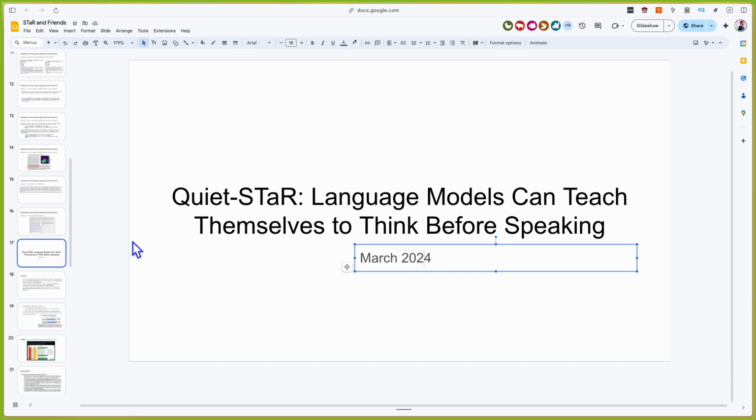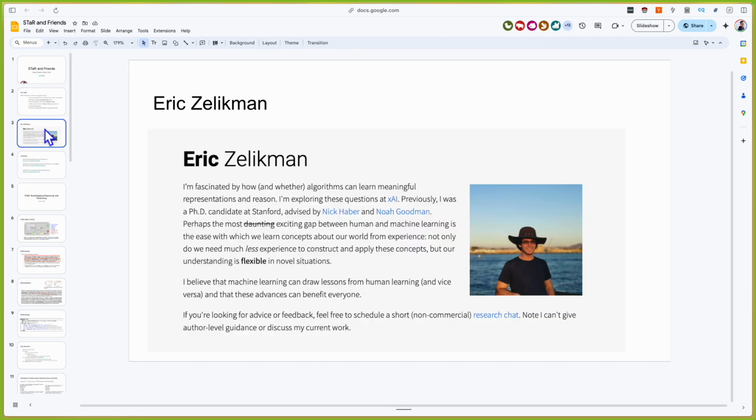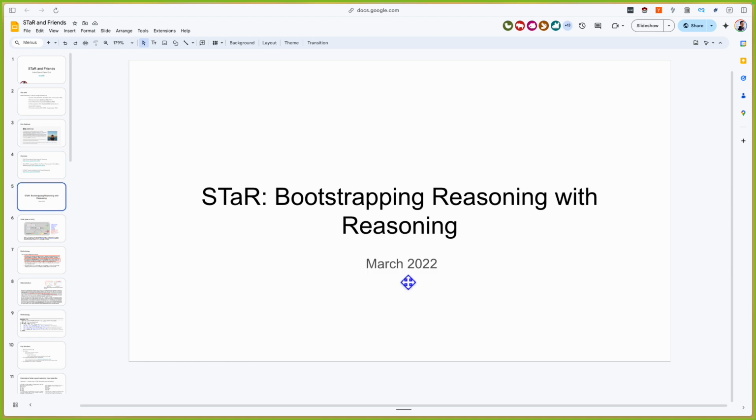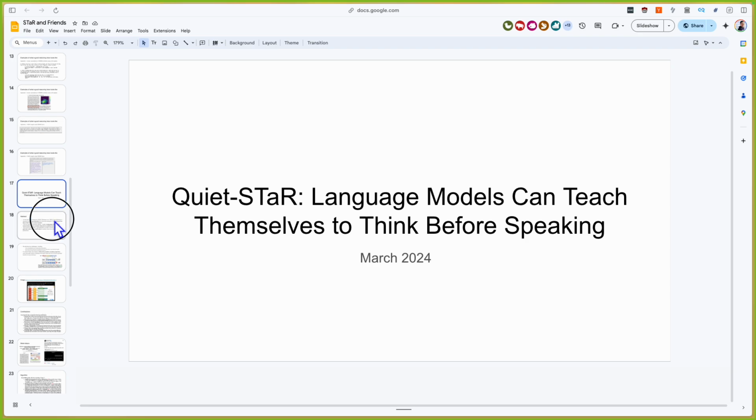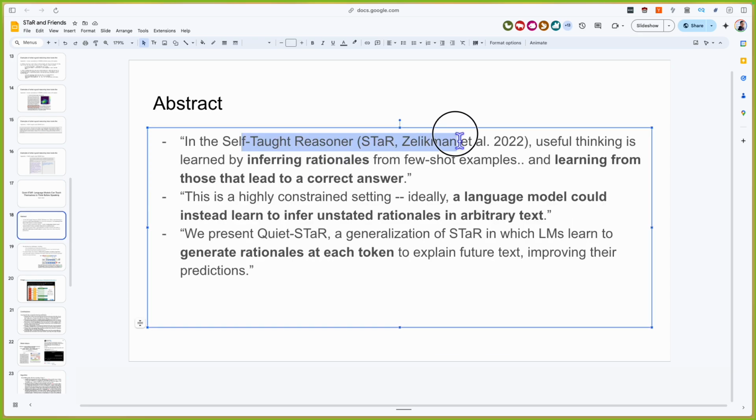So this is the same author as the STAR paper, two years after the fact of the original STAR paper. Basically he's criticizing himself and saying, we inferred rationales and learned from those that lead to a correct answer. This is a highly constrained setting. Ideally, a language model could instead learn to infer unstated rationales in arbitrary text.